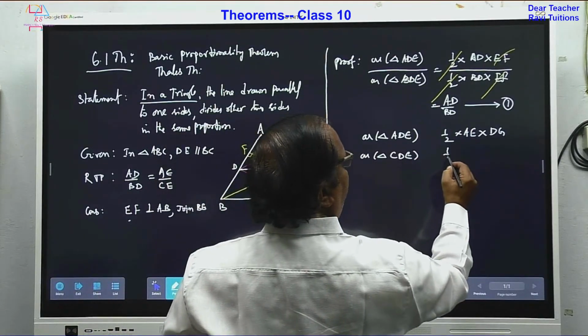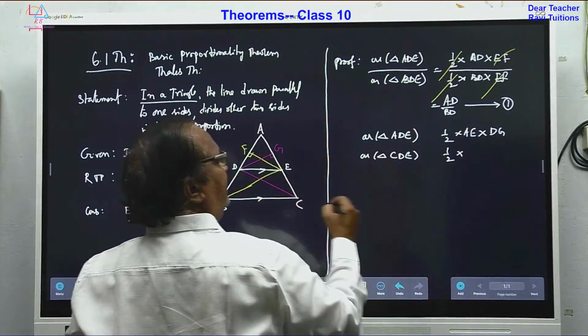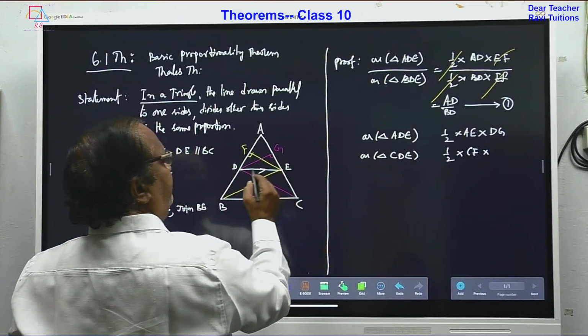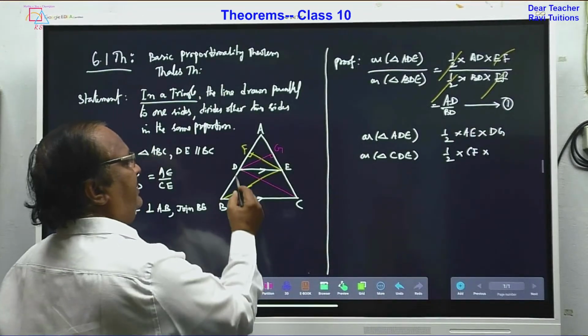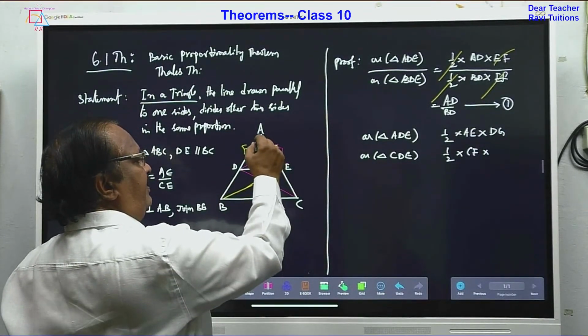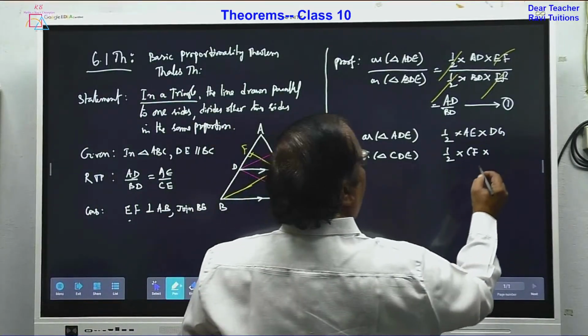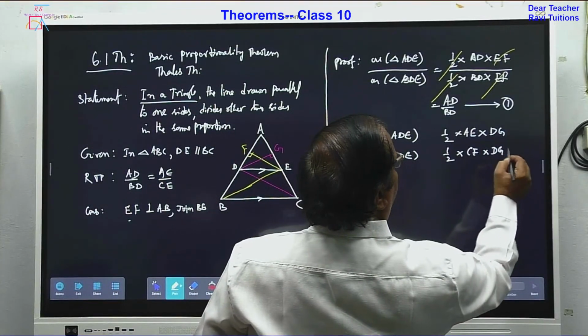Now let us take this triangle CDE, that also we will write. Area of triangle CDE is half into CE is the base, into, for CE base DG is the height. DG is the height for AE, AC and also CE. So now DG. Let us divide it.